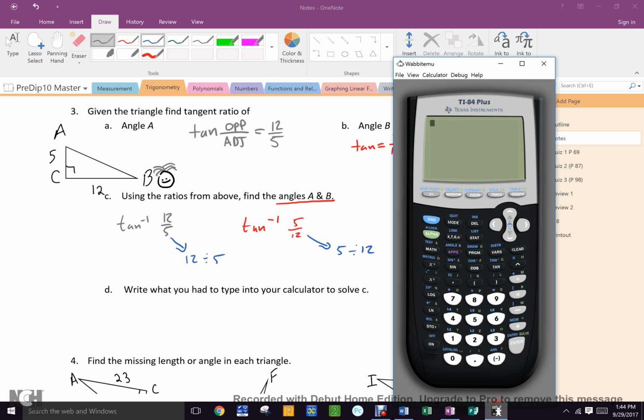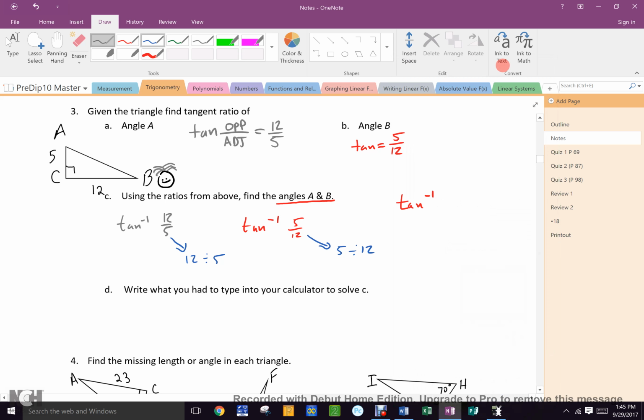Here is my calculator, yes? For me to do this, I must push second, tan. See how it gives me my bracket, so I don't need to push that button. Then I need to push 12 divided by 5. Then I must close my brackets. Then I push enter. So what I would write here would be second tan, 12 divided by 5, close bracket, enter.